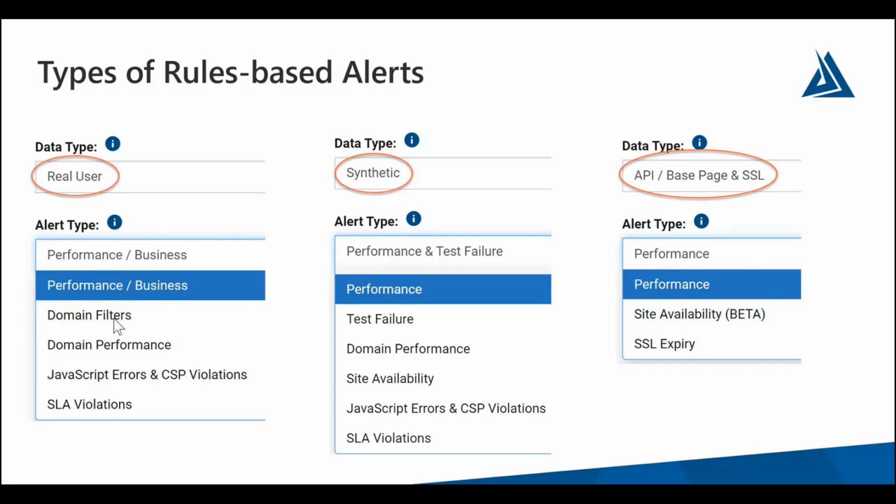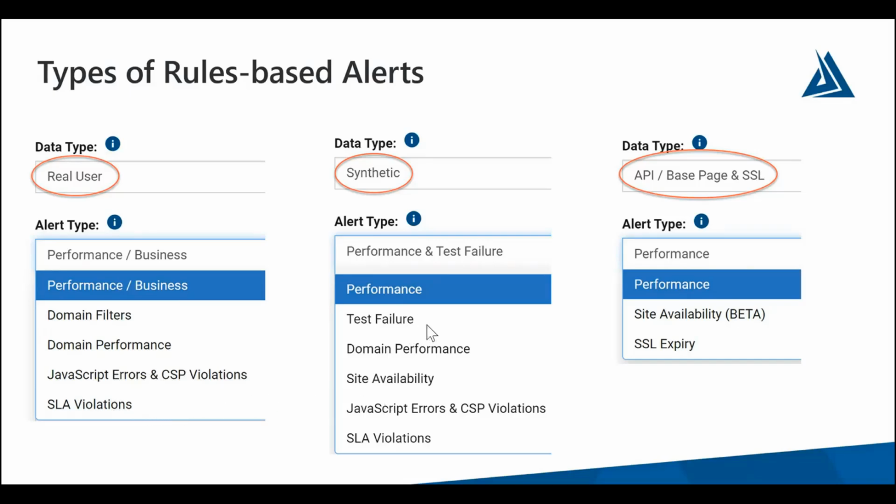Domain filters, I think this alert type may be on its way to being deprecated at this point, but what you can do is head over to a configuration page called domain filters, and you can build a whitelist of domains, and if anything loads on your site that's not in that whitelist, we'll give you an alert. Domain performance is pretty straightforward. You can monitor the performance for a particular domain. You can monitor CSP violations and SLA violations as well.